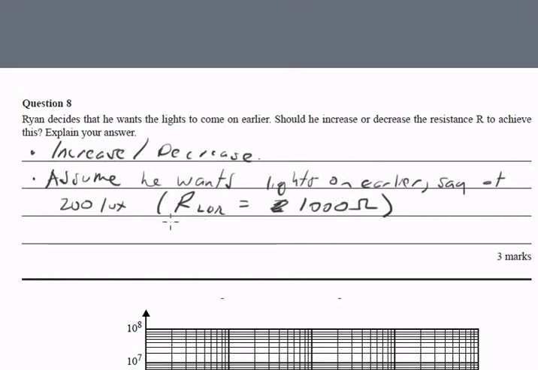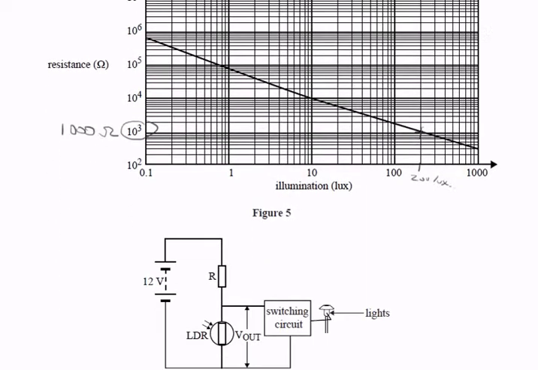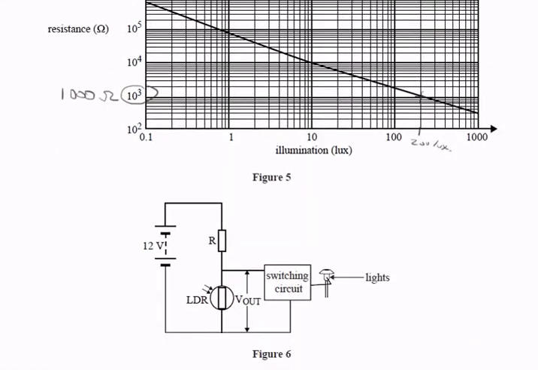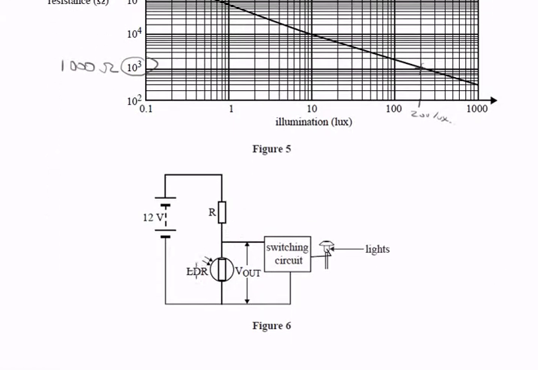This makes it easier to pick an actual value because you can just do the calculations you did in question 6. You just do the same calculations. It's much easier once you pick the value for it. So assume he wants it on at earlier, say 200 lux. So if I was to draw everything in here, that's 1,000 ohms. We know that still has to turn on at 4 volts, that still has to turn on at 8 volts. So the same ratios, 4 times 2 is 8, 1,000 times 2 is 2,000.